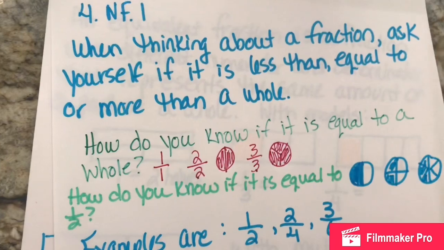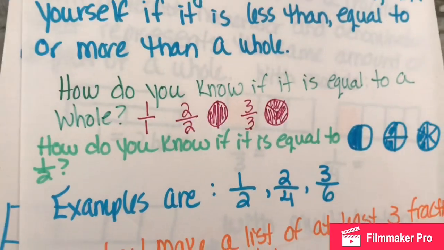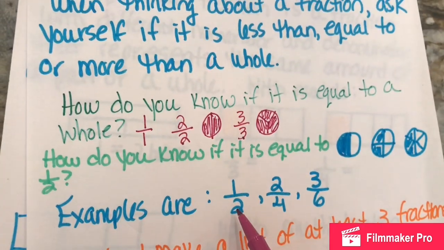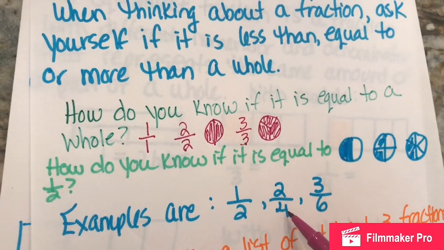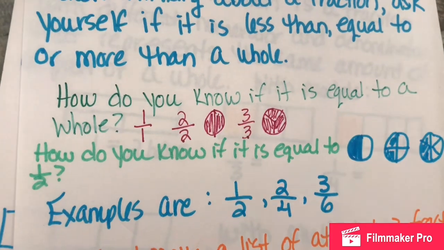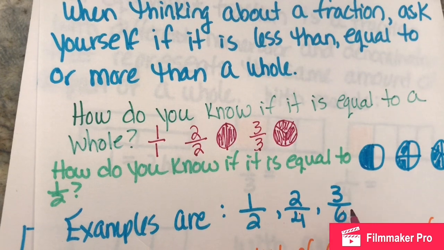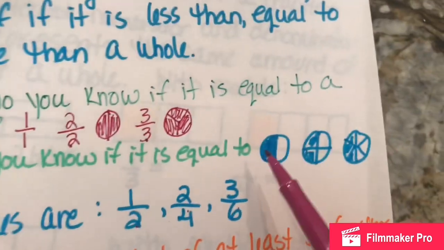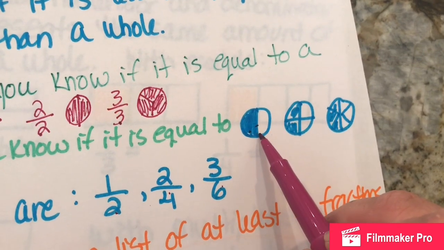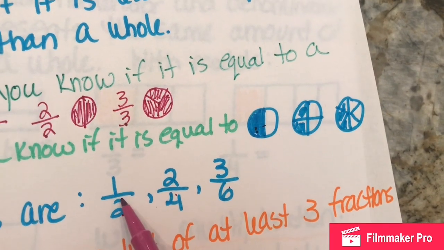How do you know if a fraction is equal to 1/2? Well, the top number will be half of the bottom number. So for example, 1 is half of 2, 2 is half of 4, and 3 is half of 6. So I know that these fractions are the same amount of candy or same amount of pizza as 1/2. If you look at these models, you can see here's a picture of a pizza cut into half, and I'm talking about one of those slices to match this fraction.